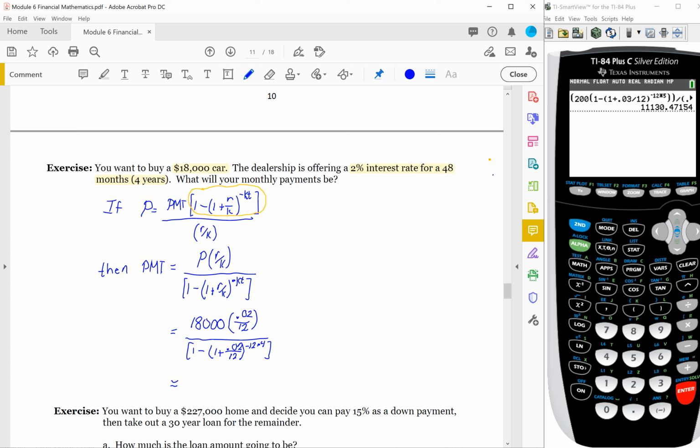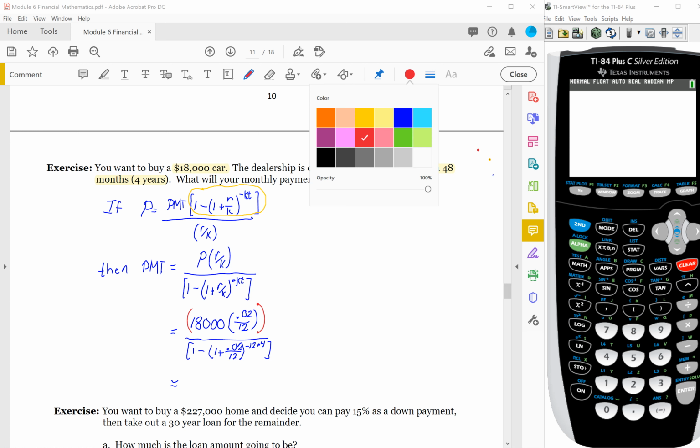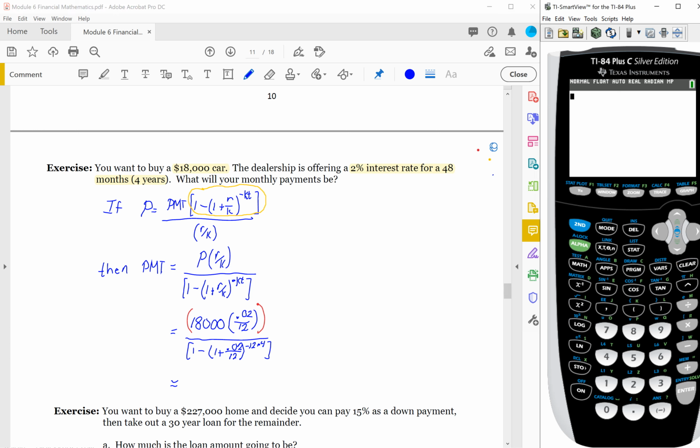Let's grab our calculator. So again, just to help with your grouping symbols, depending on your calculator, you may need to have a grouping symbol for this numerator. I don't think you will, but just be cautious. So, parenthesis, the $18,000 that your car is going to cost times the 0.02 divided by 12. The parenthesis to close off your interest rate, another parenthesis to close off the numerator, that red one that I wrote there, divide by bracket, parenthesis, 1 minus 1 plus 0.02 divided by 12. Now this parenthesis here will close off this one that's right here.